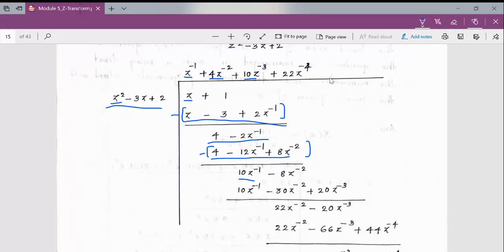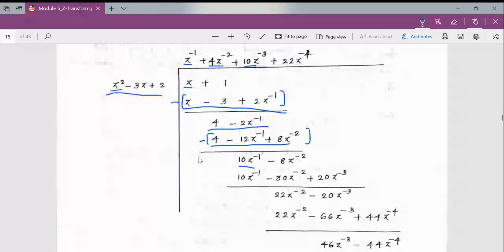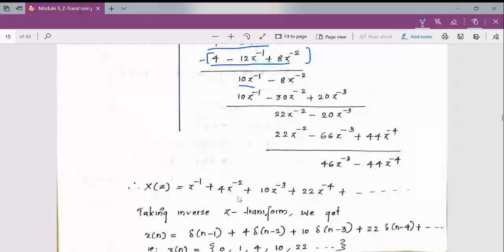You have to perform this process up to four or 5 terms. Then you have to put etc. So this process continues. Finally we have to write the answer. So we will get X of z is equal to z raised to minus 1 plus 4z raised to minus 2 plus 10z raised to minus 3 plus 22z raised to minus 4 plus etc. It goes like that.